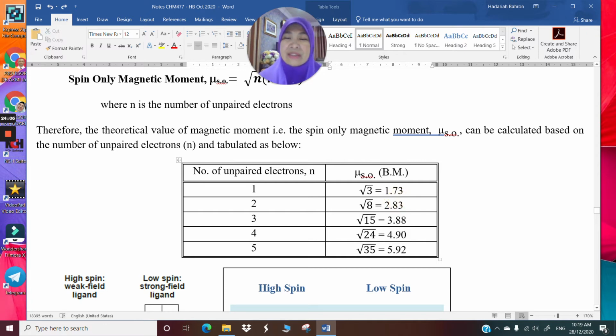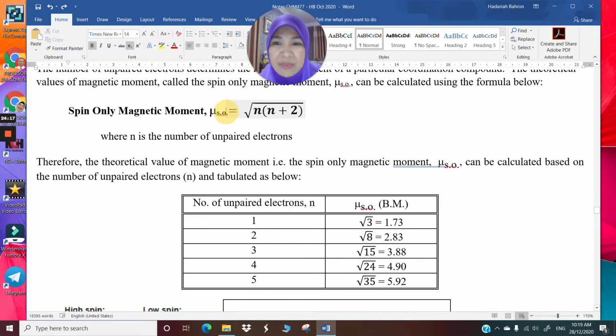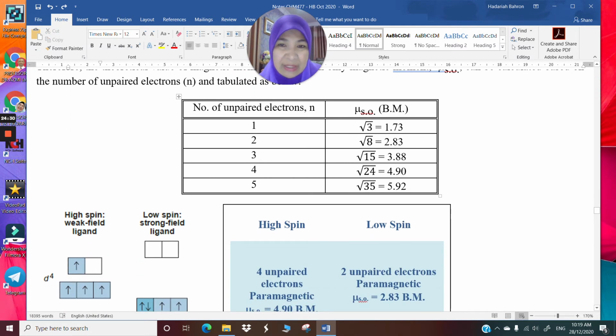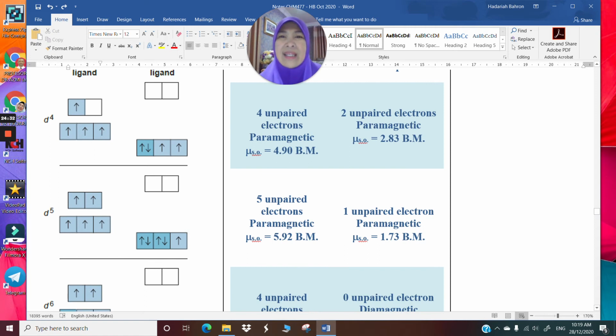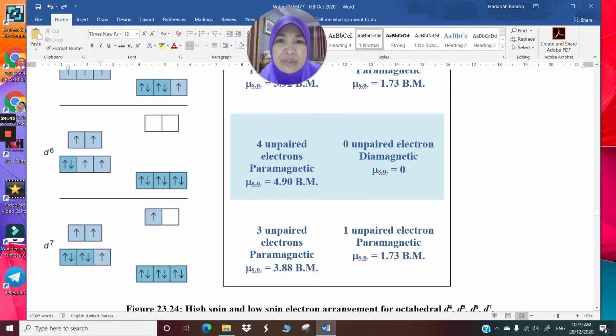So when you measure the magnetic moment experimentally, you say it's mu exp, or mu effective, the effective magnetic moment. The effective magnetic moment, when you compare it with spin-only magnetic moment, will tell you how many unpaired electrons you have in that compound. So that is a nice little experiment that you can do in the lab to try to elucidate the structure of the compound that you produce in the lab.